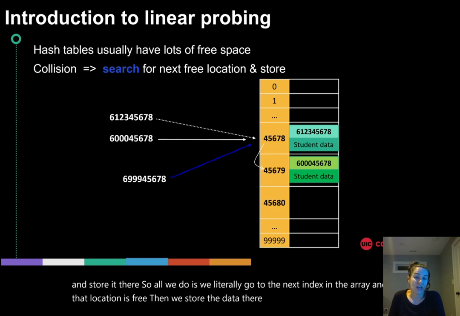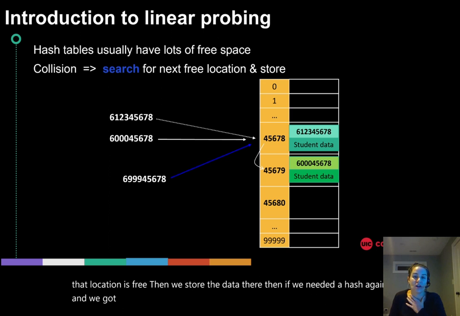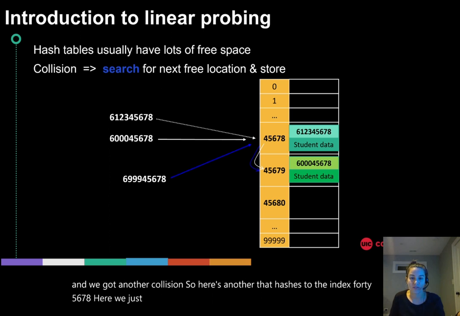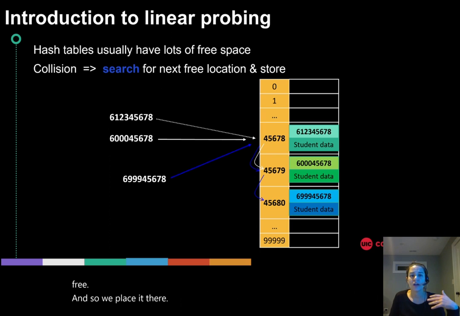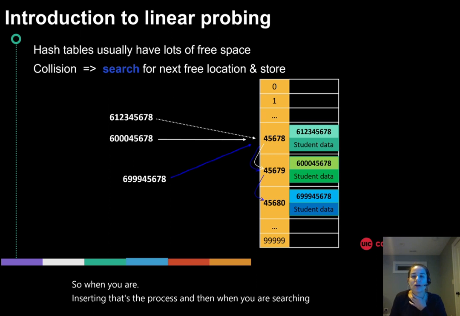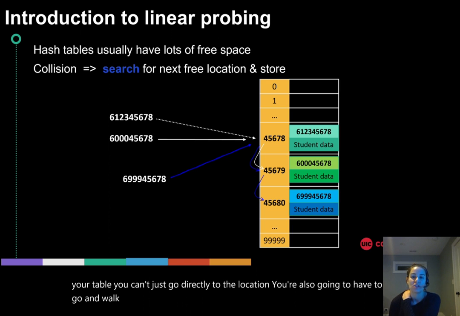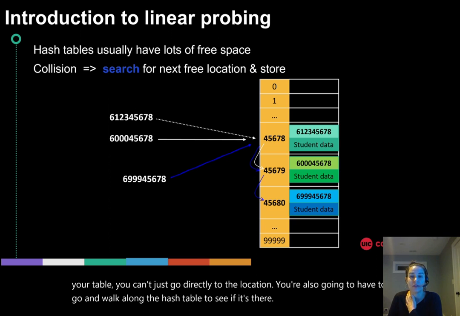Then if we needed to hash again and we got another collision, so here's another UIN that hashes to the index 45,678. Here we just walk. The next one is not free. We walk again. That one's free, and so we place it there. So when you are inserting, that's the process, and when you are searching for something in your table, you can't just go directly to the location. You also have to walk along the hash table to see if it's there in some of the other locations.